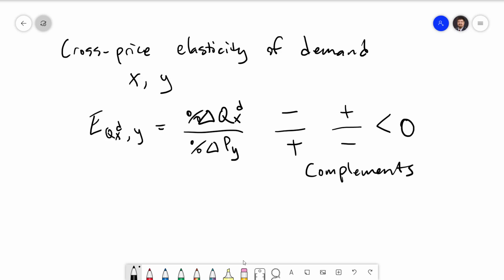For example, let's suppose the price of limes increases by 15%, which decreases the quantity demanded of tequila by 5%. Putting that into the equation, we have an increase in the price of limes of 15%, and for tequila we have a quantity demanded change of negative 5%. So that's going to come out to a cross-price elasticity of negative 1/3. Since this is less than 0, we know those are complements.